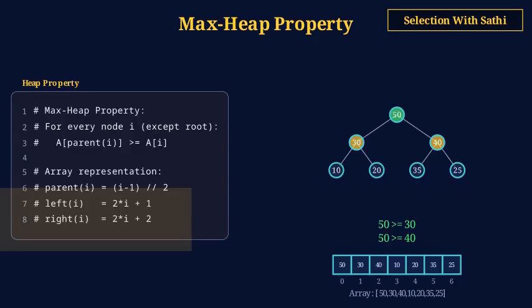In a max heap, every parent is greater than or equal to its children. This means the root, at index 0, always holds the maximum element. The height of a heap with n elements is floor of log base 2 of n. For a min heap, we simply reverse the comparison, parent is less than or equal to children.